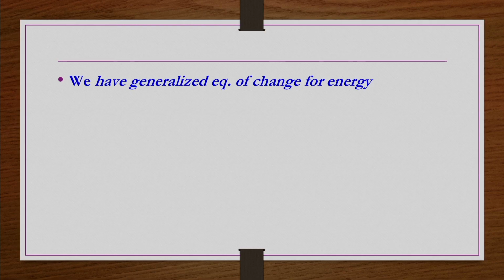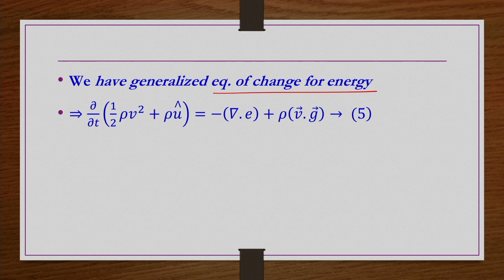So, the generalized equation of change for energy that we derived in week number 3 or 4 previously. There, the generalized energy equation we derived is this one: dou by dou t of rho v square plus rho u tilde is equal to minus del dot e plus rho v dot g, right. So, this is the generalized one. Then after that we did several simplifications, and obtained the same energy equation in 4-5 different forms of energy, and finally we got the energy equation in the form of temperature. Okay. So, now this equation we are going to use here, right.